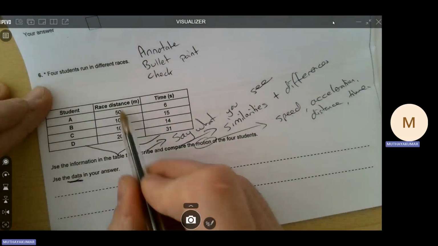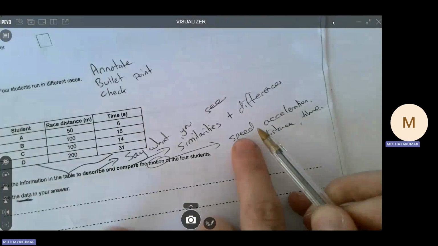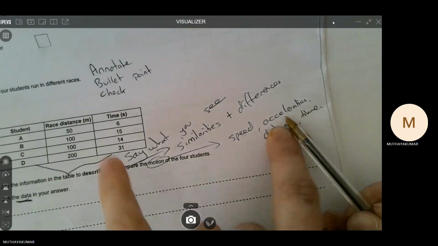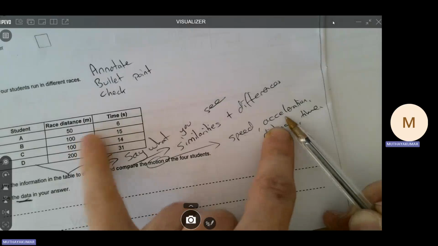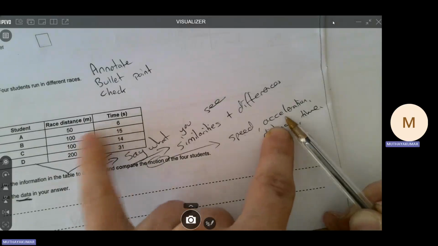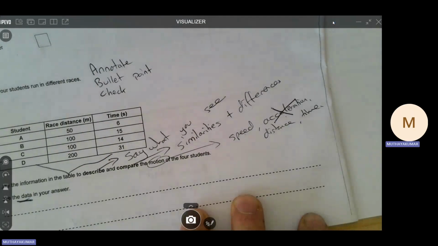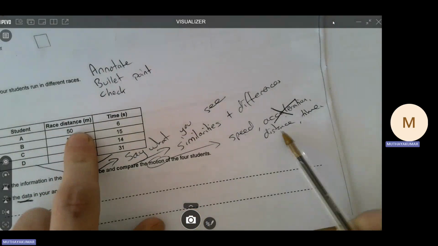So what have we got? Distance, time. So can I work out the speed? Absolutely. Can I work out the acceleration? I actually don't think I can, because you need information about two different speeds, a speed changing. So this one I'm going to put a cross through, because I don't think we can do that here. Can I calculate the distance, or can I talk about it? Yes, we'll do that later.